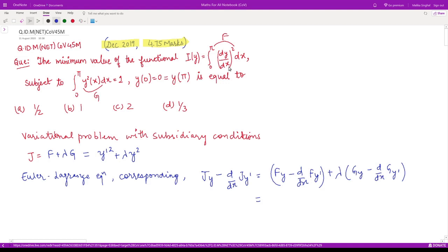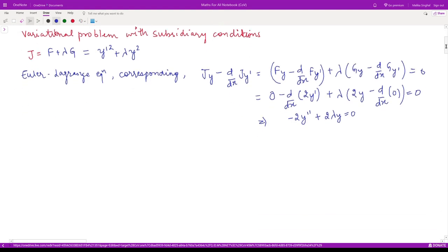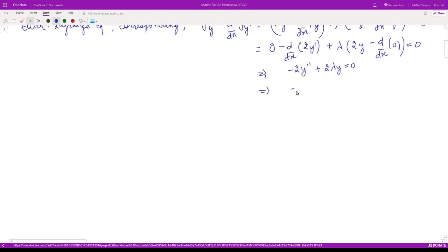What is f? f is y dash square. So what would be f_y? f_y would be 0 minus d/dx of f_y dash, that would be 2y dash, right? Plus lambda times g_y. What is g? g is y square, so it would be 2y minus d/dx of g_y dash, that would be 0. This is equal to 0. So let us solve this. It would give us minus 2y double dash plus 2 lambda y is equal to 0, or we can take 2 common out. So we would obtain y double dash minus lambda y is equal to 0.